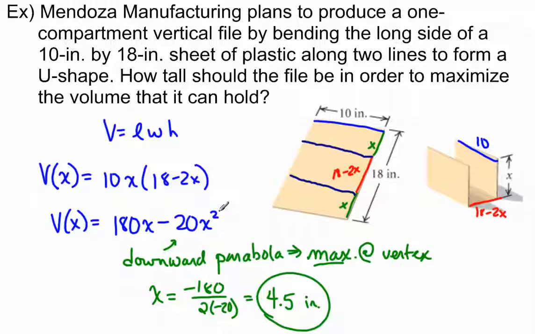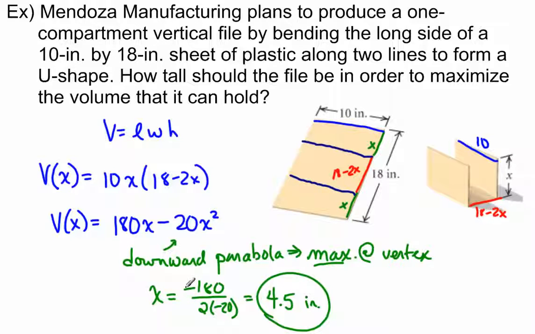Well, I recognize that's a quadratic function. It's an x squared function, so I know it's a parabola. Further, I know because there's a minus in front of the x squared term, it's a downward opening parabola. Well, parabolas that open downward have a maximum, and that maximum is going to occur at the vertex. So our job is going to be to find the vertex of this parabola.